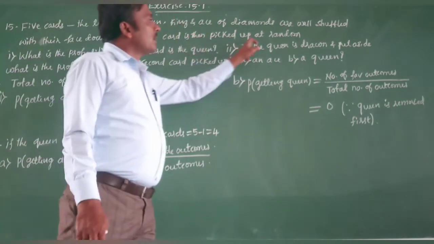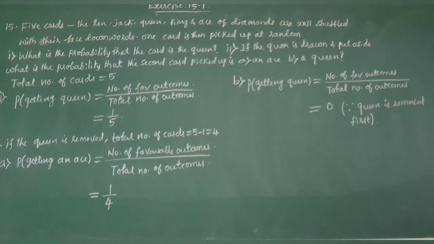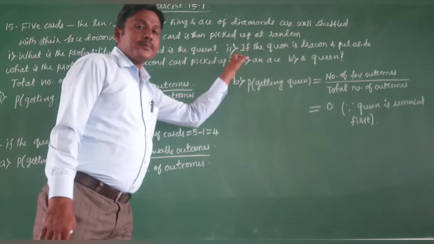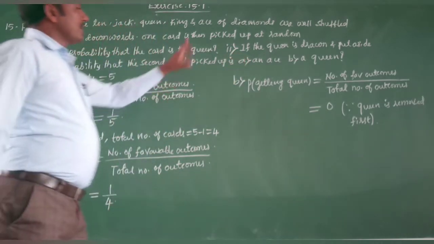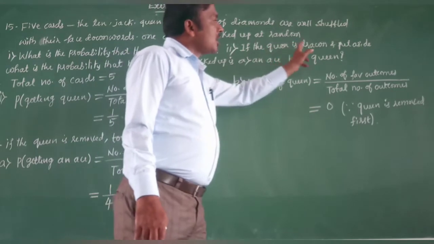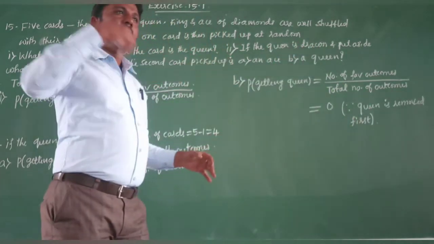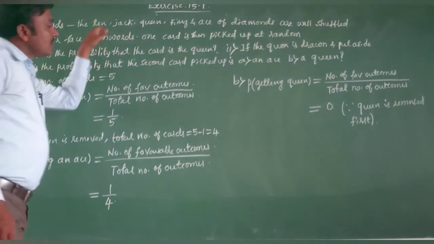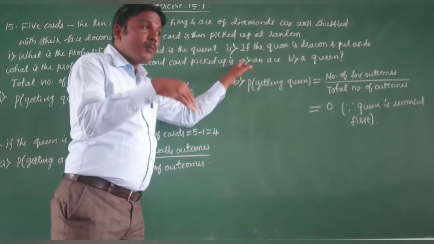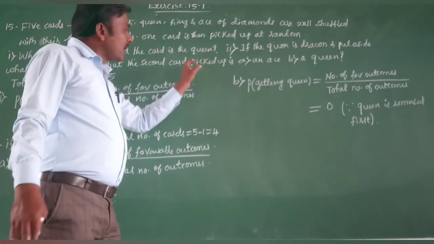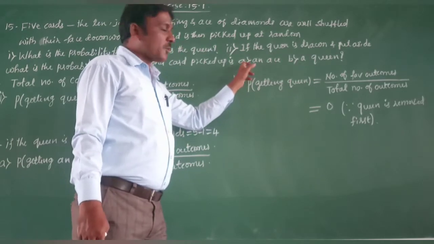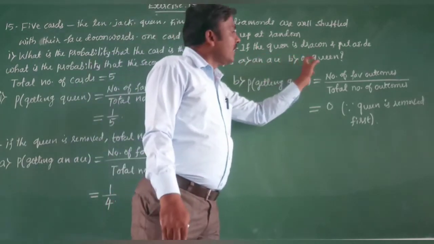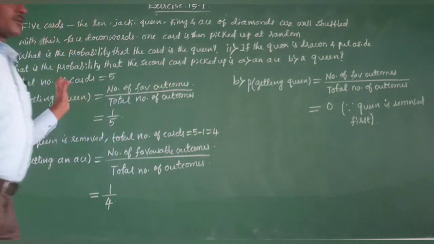One card is then picked up at random. By using this information, first question is, what is the probability that the card is the queen? First one. Second question is, if the queen is drawn and put aside, means taken and kept aside, what is the probability that the second card picked up is, in this first one, an ace, B, a queen. So these are the questions we have to write.